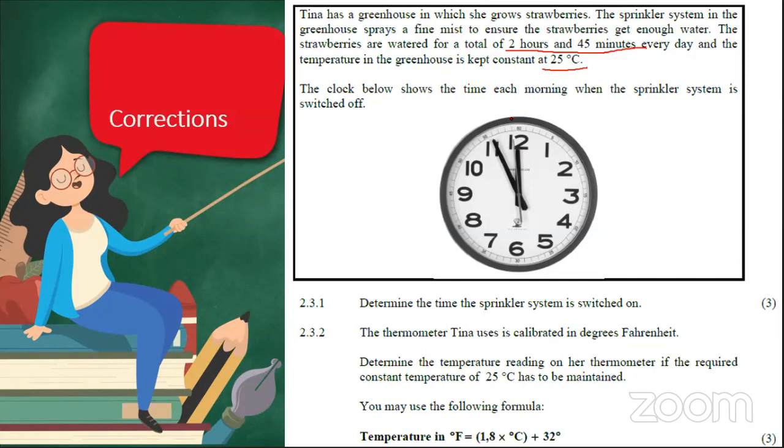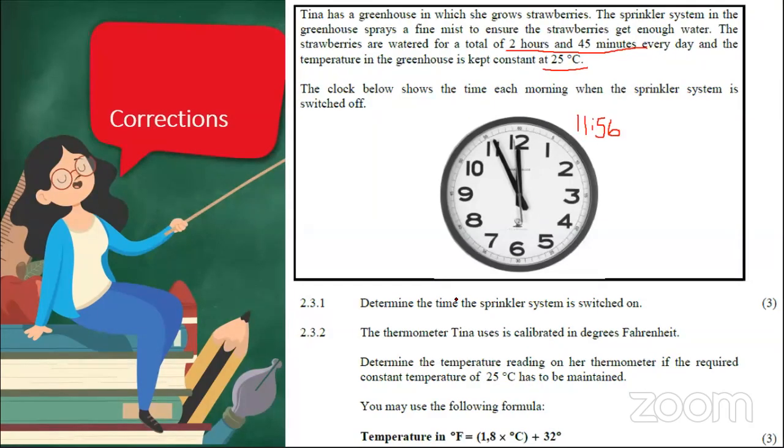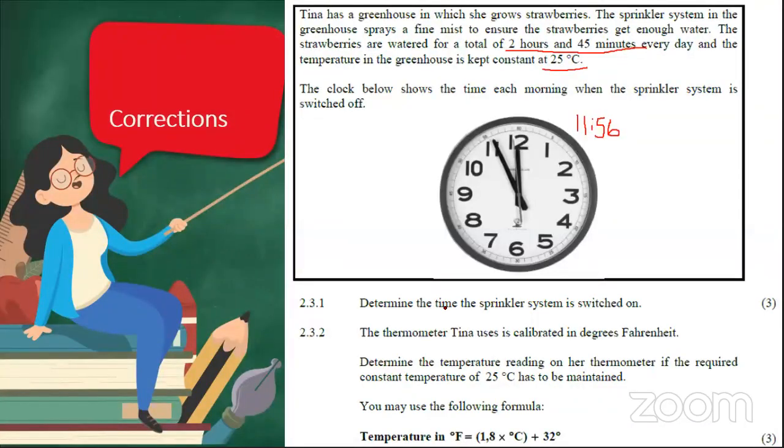Yesterday we said this time was 11:56. I'm just going quickly through this, and I'll give you an opportunity to respond later. So this is the finishing time. Now the question says, determine the time the sprinkler system is switched on. Obviously it was switched on 2 hours, 45 minutes before. What was that time?